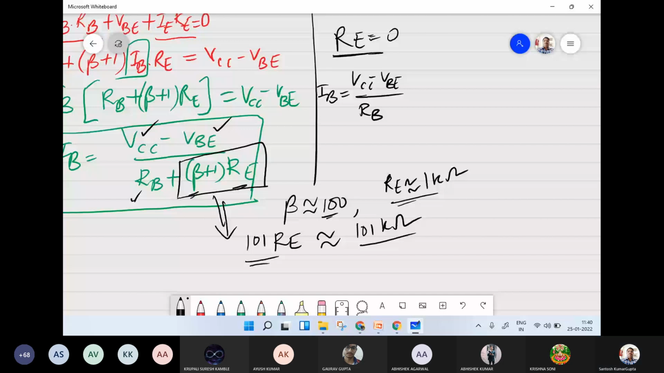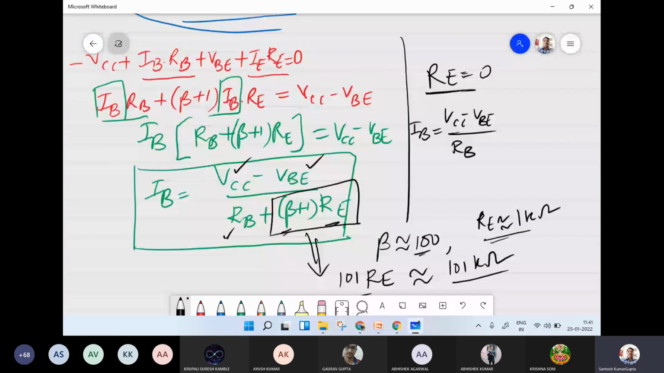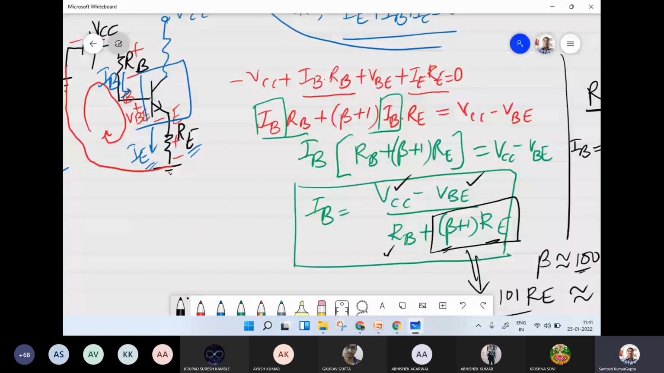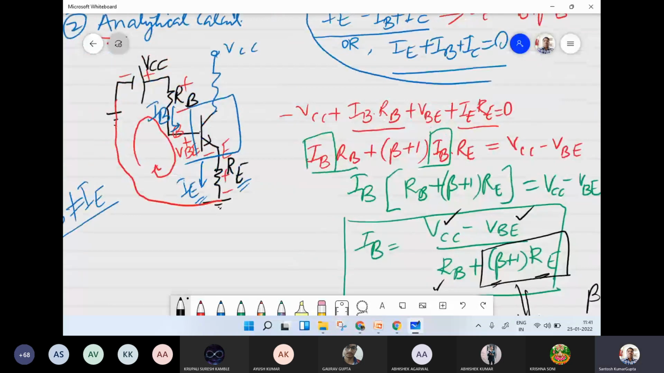So we can see that this RE can be used to increase the effect of the resistance at the input. So RE reflects as a resistance in series with RB of value beta plus 1 times RE. That's how it stabilizes.